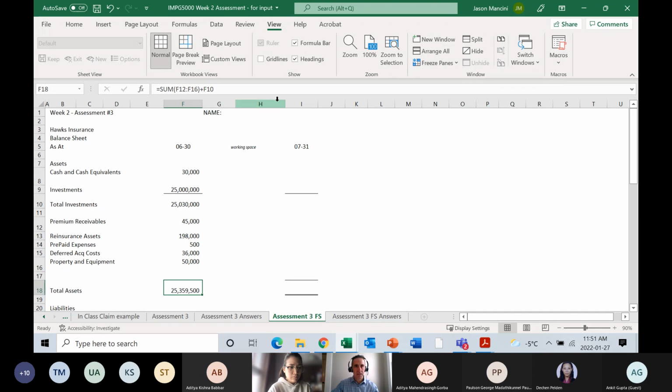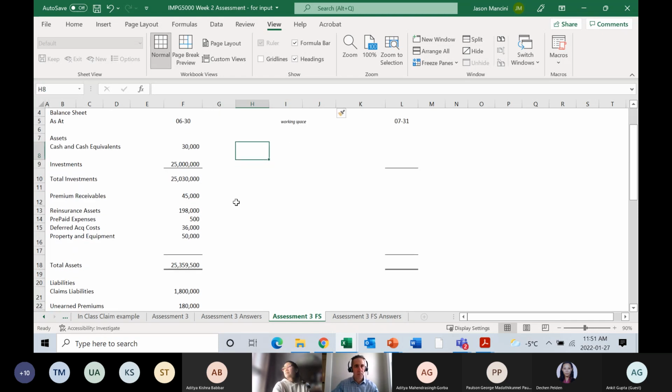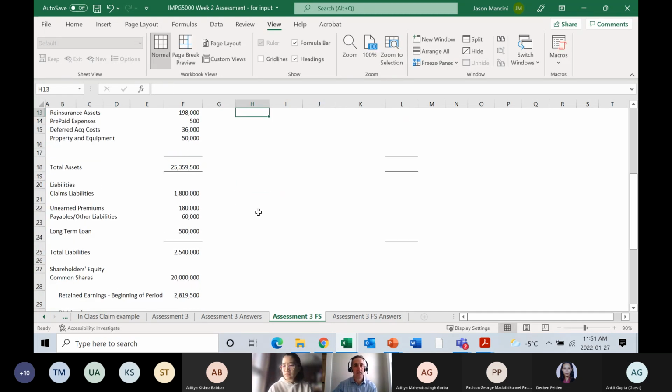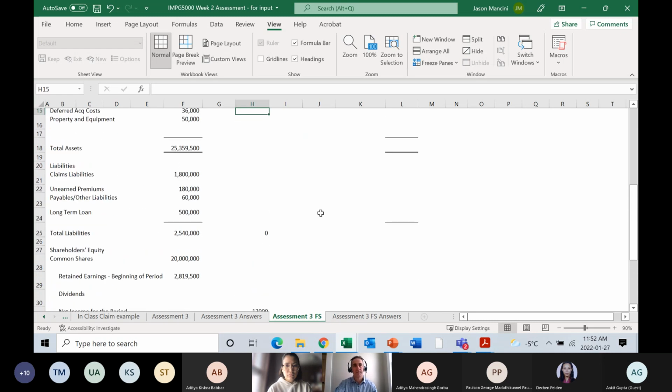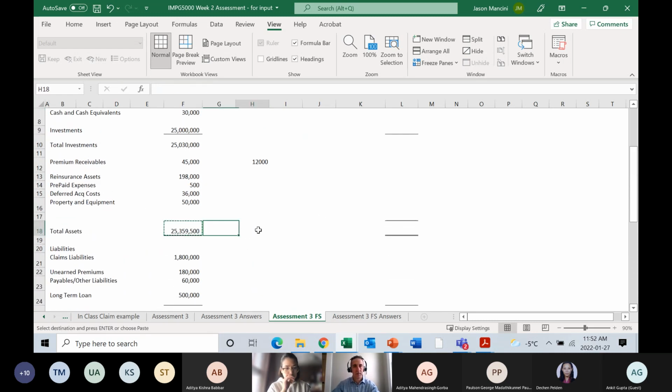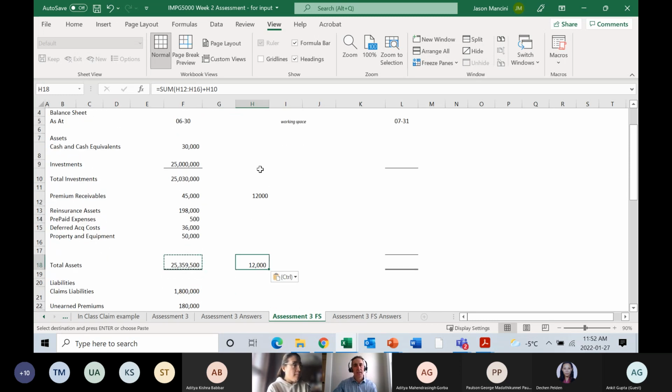So what happened in transaction number one? We had our premium receivables go up 12,000 and our revenue went up 12,000. There was no change in our liabilities. Our assets went up 12,000. Okay. So that was transaction number one.